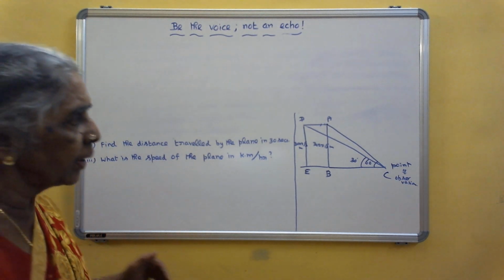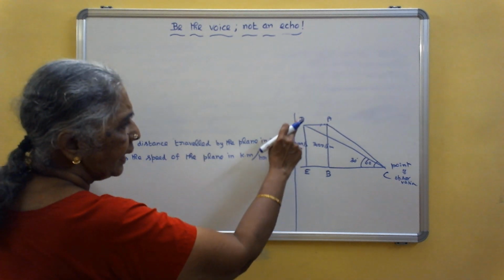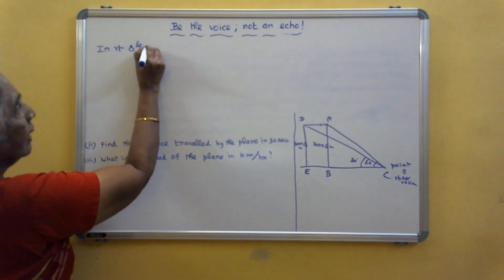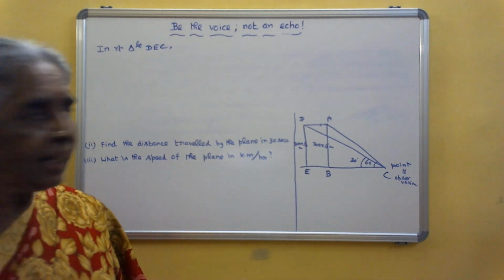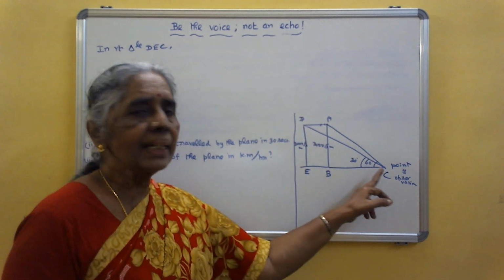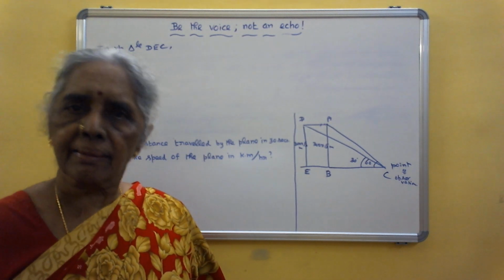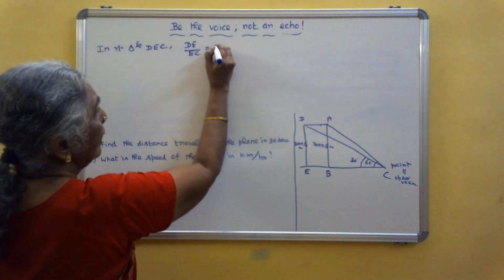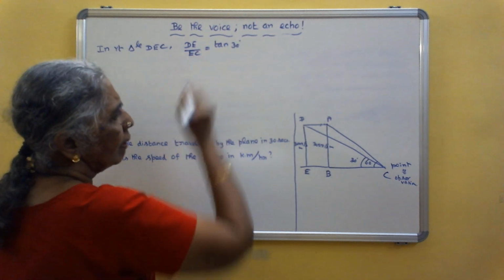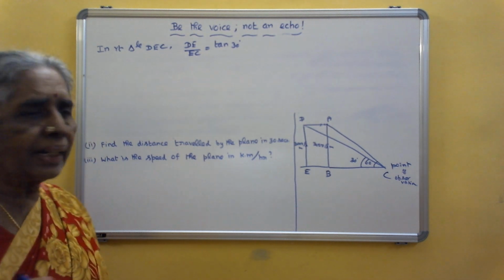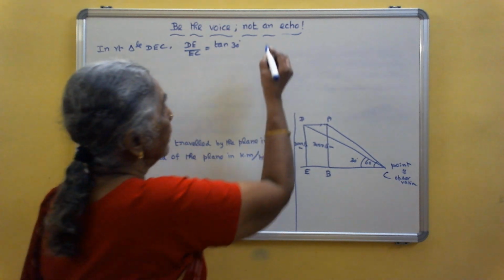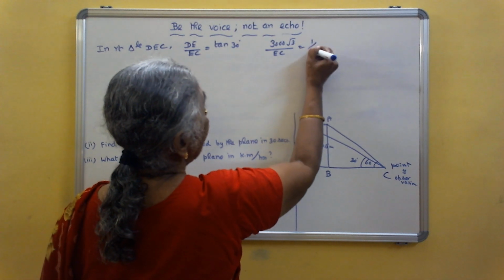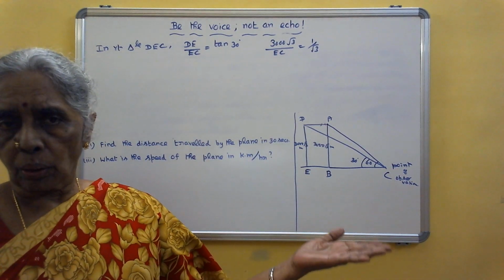Let us first consider triangle DEC. In right triangle DEC, DE by EC will be tan 30 degrees, correct? You will get DE by EC equal to tan 30 degrees. What is DE? You know it is 3000 root 3. So 3000 root 3 by EC is 1 by root 3. Now you can cross multiply.